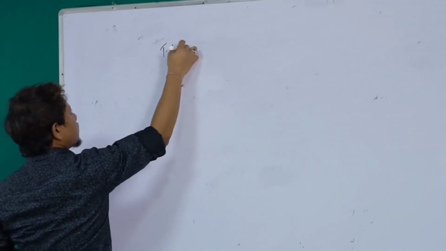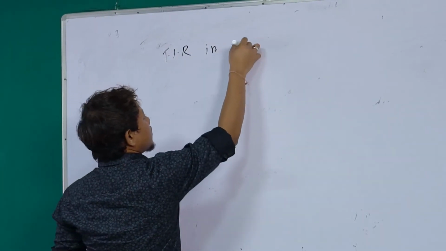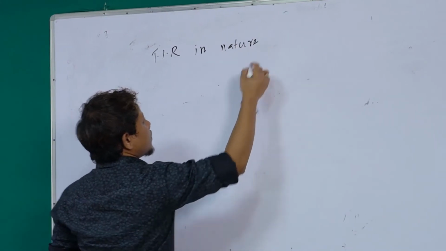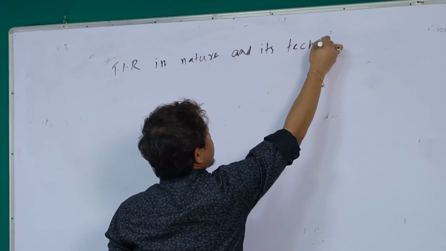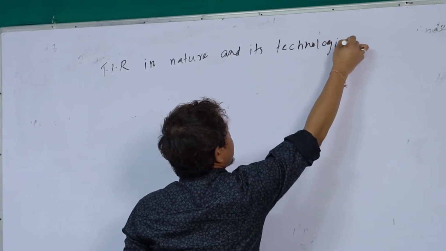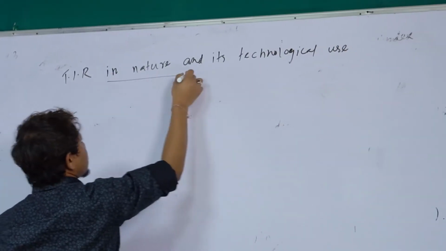So the next topic is TIR, meaning total internal reflection in nature and its technological use, or you can write technological applications.